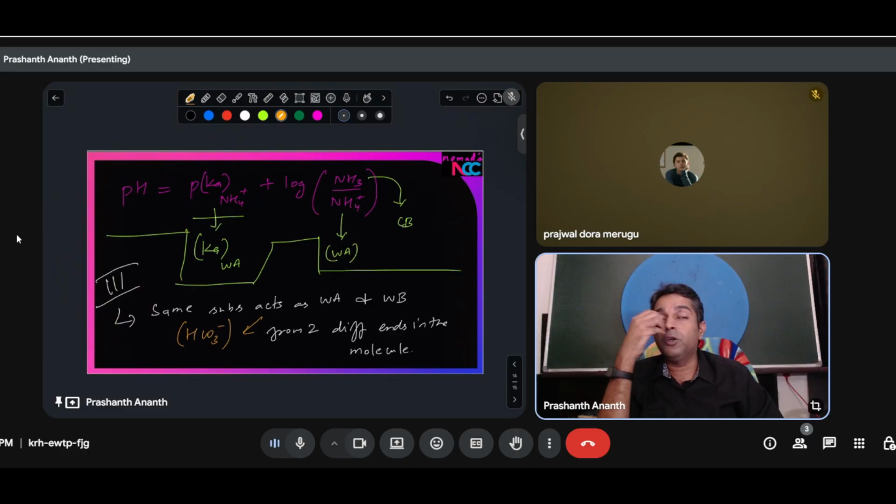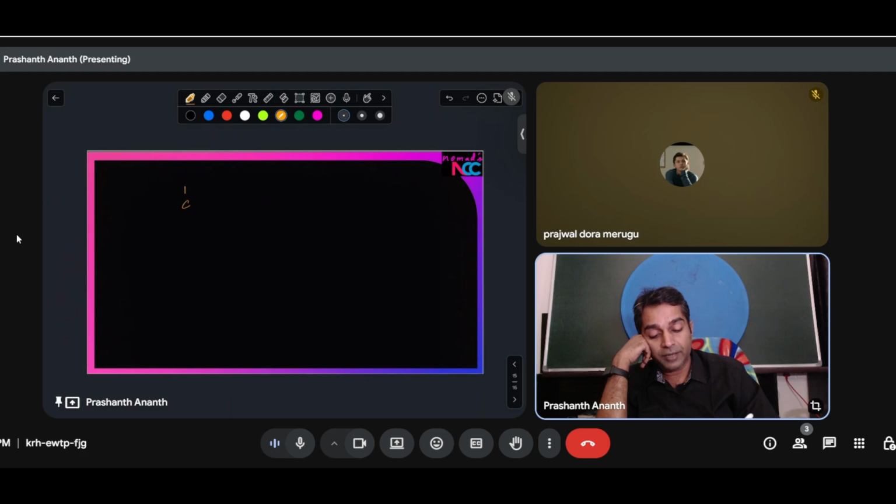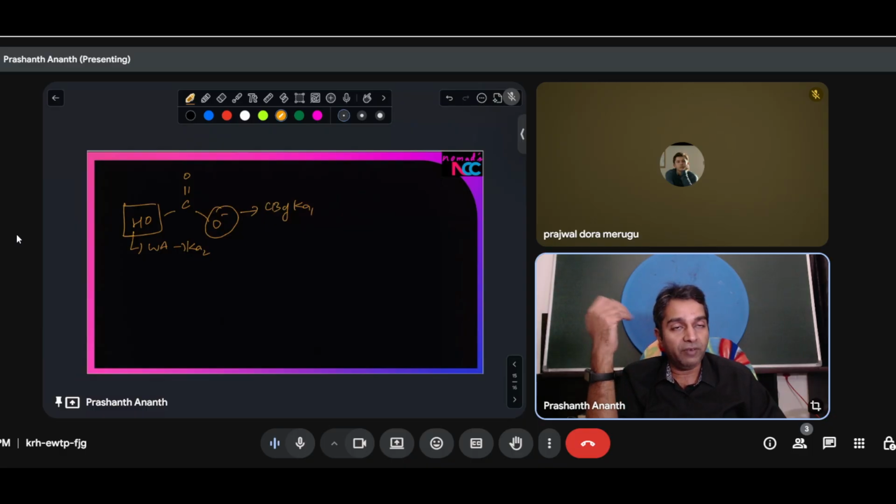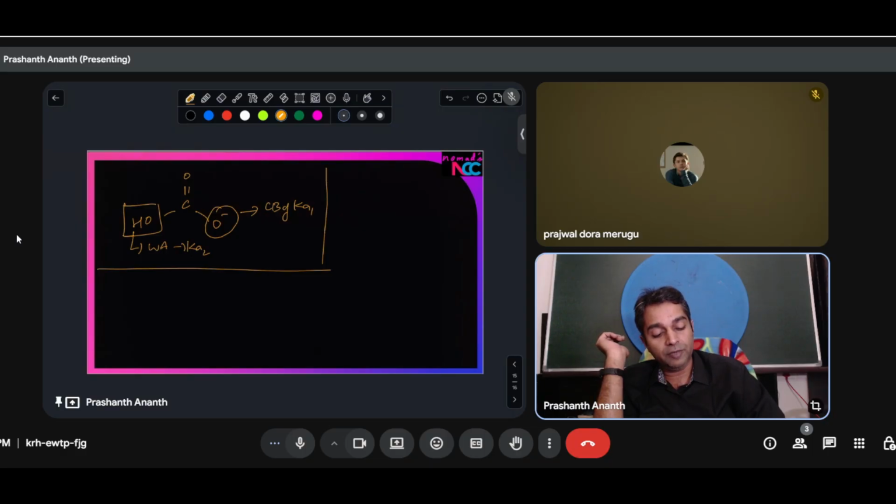If you are considering HCO3 minus over here, what is the idea behind it? We have two locations there. One location is capable of acting as the conjugate base of Ka1, and the other location is going to be the weak acid Ka2. So we have two separate locations in the same molecule, each being capable individually of behaving either like a weak acid or like a weak base. So this is also going to be by itself a buffer.